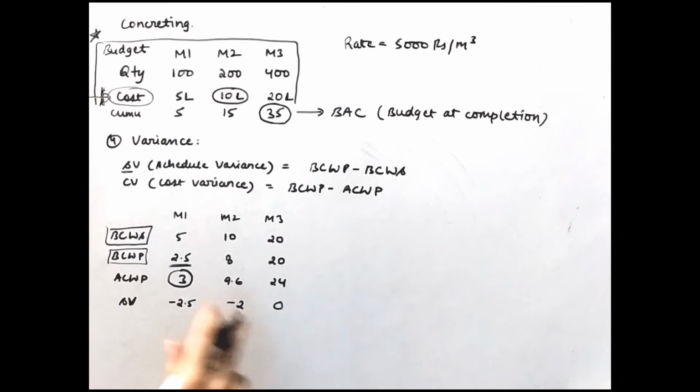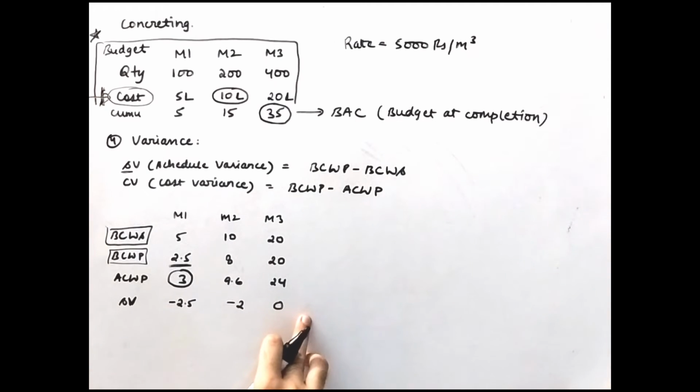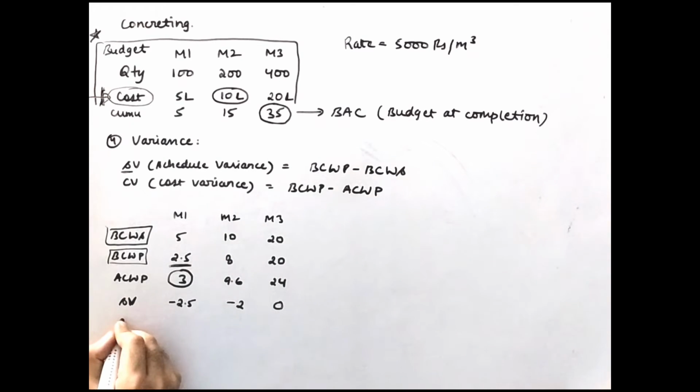In the third month you performed exactly based on your budget. You performed as per the schedule. But in the first month you were heavily down with respect to the budget, at minus 2.5, and this is minus 2. If this number is 0, then you are on schedule, but if this number is negative, then you are behind schedule. But if this number goes greater than 0, then you are ahead of your schedule.